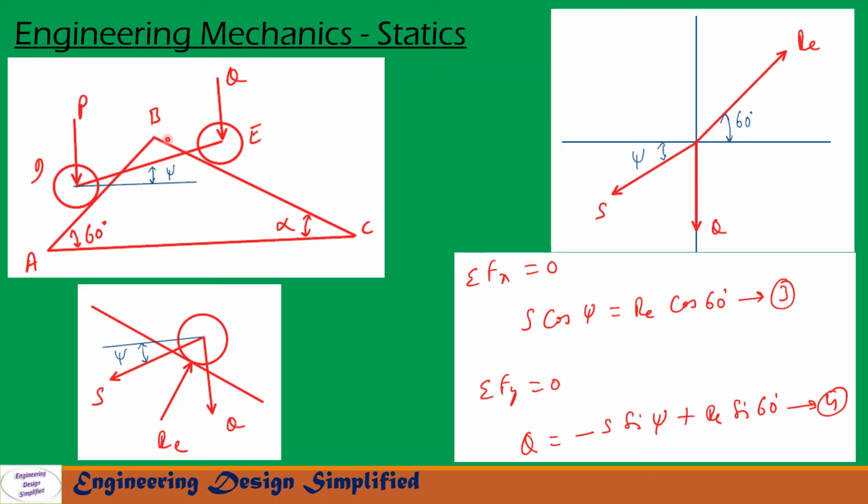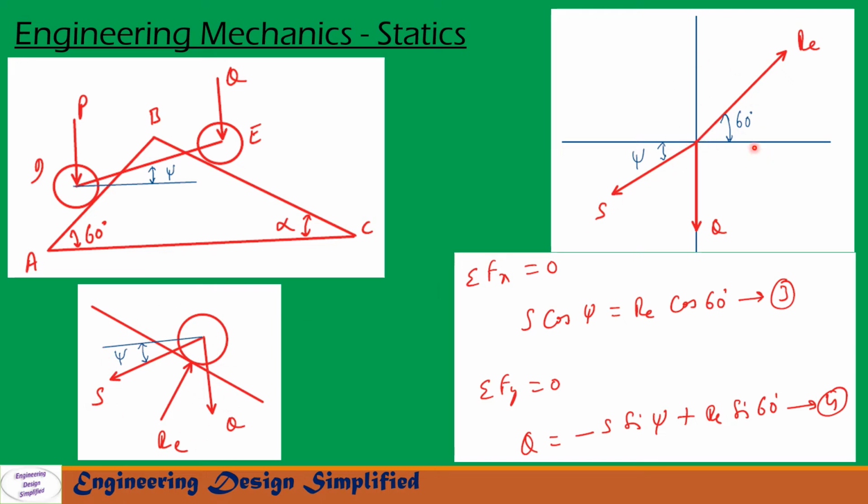Now let us see the free body diagram of this roller. This roller experiences its own weight Q acting downwards, as shown here, and RC, the reaction of this plane BC on this roller, acts in this direction, perpendicular to this plane, and the tension in this string acts in this direction. The angle between S and the horizontal will be psi again. Since this angle is 60 degrees and this is 30 degrees, and RC acts perpendicular to this plane, the angle between RC and the horizontal will be 60 degrees. Now let us transfer all these forces and reactions onto the XY plane.